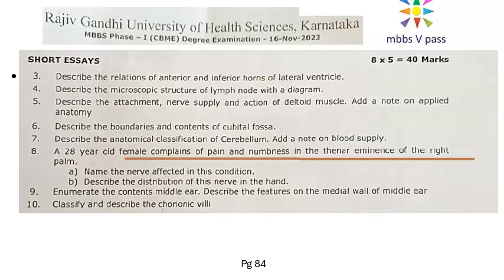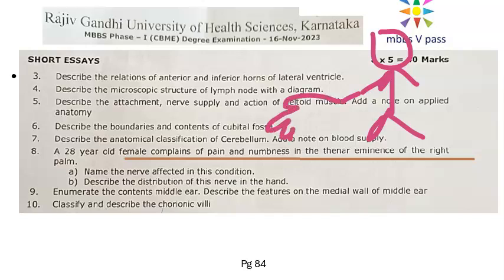A 28-year-old female. So here there's a female. I will just put it in a diagram so that I can understand. She's complaining of pain and numbness. Two things, pain and numbness in the thenar eminence of the right palm. So I will draw a right palm here, which is zoomed. Okay, so in this right palm, in the thenar eminence, that is near the thumb, there is pain and numbness. Pain and numbness. Okay, so some vision you have now.